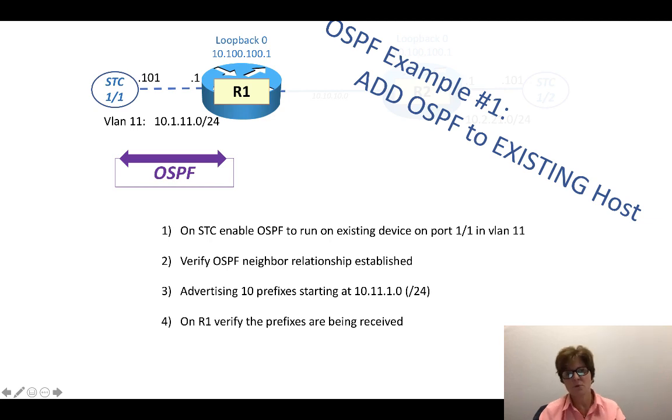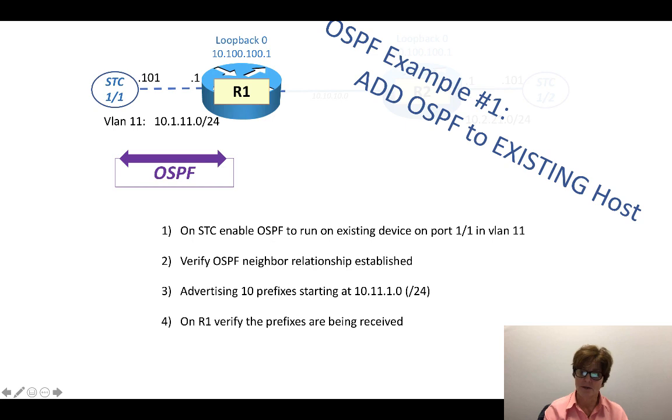Example number 1 is adding OSPF to an existing host. So last we left our environment, again, I already had VLAN 11 up and running with that host 10.1.11.101 over on the Spirent Test Center side. So the first thing we're going to do is go back to the Spirent Test Center and enable OSPF to run on that existing device.